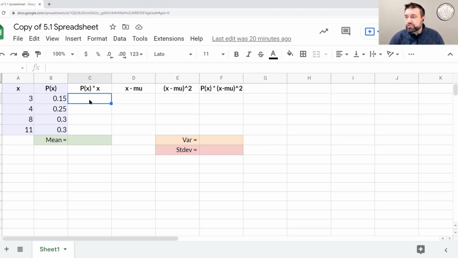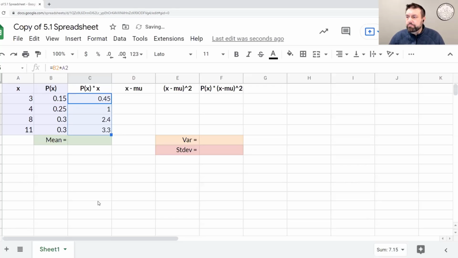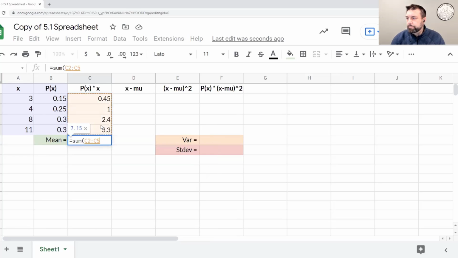And so the first thing we want to do is we're just going to follow the recipe up at the top. The headers in each column guide us as to what we're supposed to do. So we're going to take P of X and we're going to multiply it by the value. So take each value, multiply it by its probability. There we go. So 3 times 0.15 is 0.45, 4 times 0.25 is 1, 8 times 0.3 is 2.4, and 11 times 0.3 is 3.3. And then we are going to add them all up. And there is the mean, 7.15.